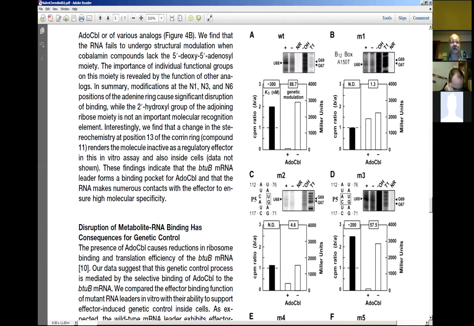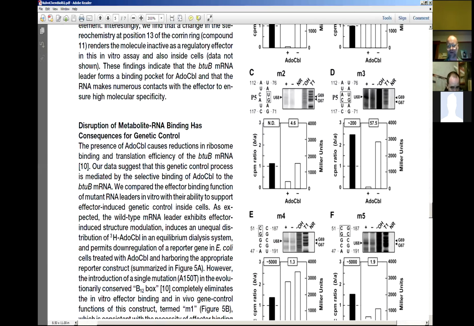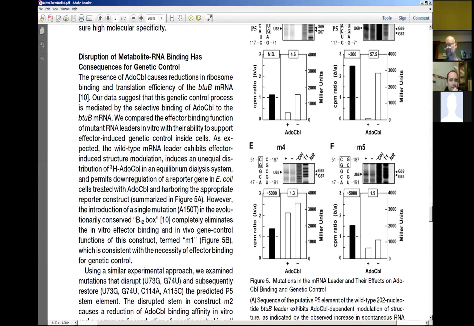And then they're showing that, as the title for this section says, disruption of metabolite RNA binding has consequences for genetic control. So you can show that the changes in structural conformation of the mRNA are associated with expression levels of the downstream gene, and you can show that if you make specific mutations in the mRNA, you can inhibit the regulation of a downstream gene. Right? So that's fairly straightforward. And again, we could go into this in more detail, but they're glossing over that part as well in the paper, and I think I'm going to do the same in favor of switching to the review paper of riboswitches and showing some of the other things that you can do with these things. Any more questions on this paper in particular?